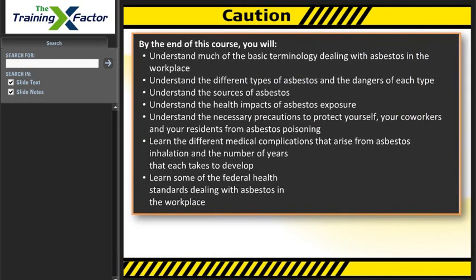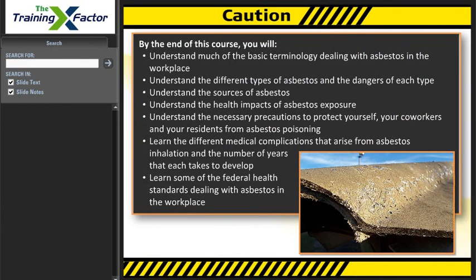By the end of this course, you will understand much of the basic terminology dealing with asbestos in the workplace, understand the different types of asbestos and the dangers of each type, understand the sources of asbestos, understand the health impacts of asbestos exposure, and understand the necessary precautions to protect yourself, your coworkers, and your residents from asbestos poisoning. Learn the different medical complications that arise from asbestos inhalation and the number of years that each takes to develop. Learn some of the federal health standards dealing with asbestos in the workplace.